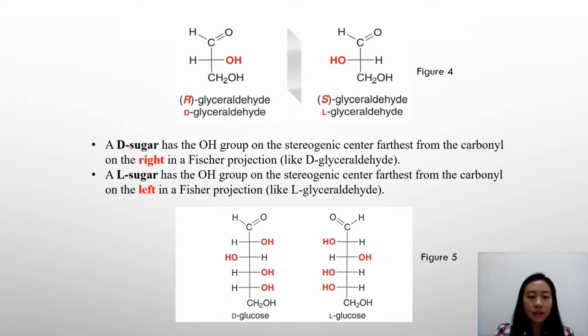A D sugar has the OH group on the stereogenic center farthest from the carbonyl on the right in the Fischer projection, like D-glyceraldehyde, shown in Figure 4, while an L sugar has the OH group on the stereogenic center farthest from the carbonyl on the left in the Fischer projection, like L-glyceraldehyde, shown in Figure 4. Figure 5 shows D-glucose and L-glucose, and we know that D-glucose is a naturally occurring sugar, while L-glucose cannot be found naturally, but is the enantiomer of the D sugar.